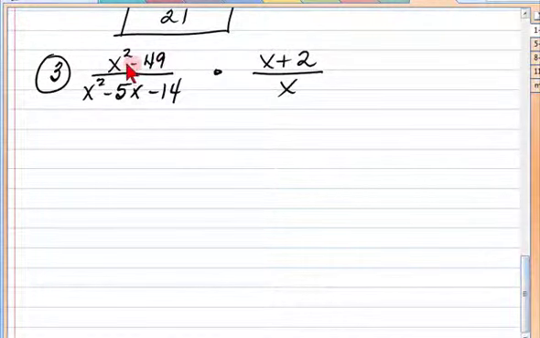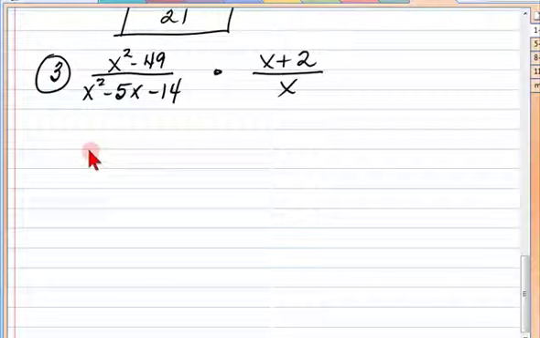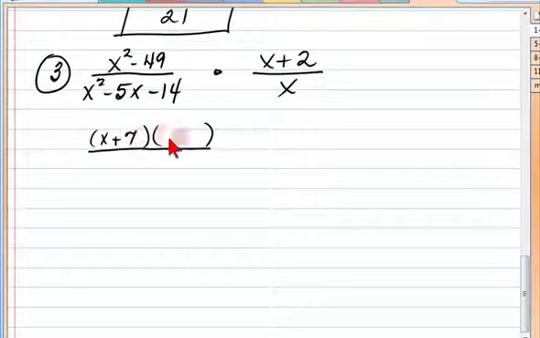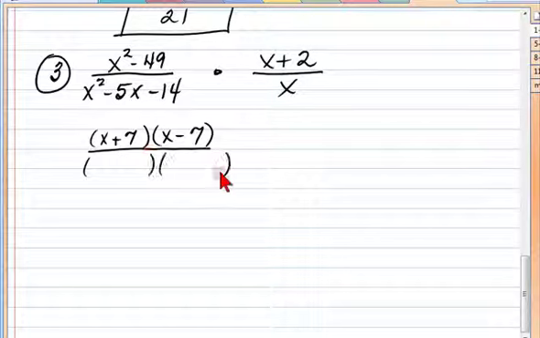First numerator, x squared minus 49. What comes to mind? Difference of squares. Y'all are getting really good. Difference of squares, that's going to factor into x plus 7 times x minus 7. And on the recording, that was someone very tired.